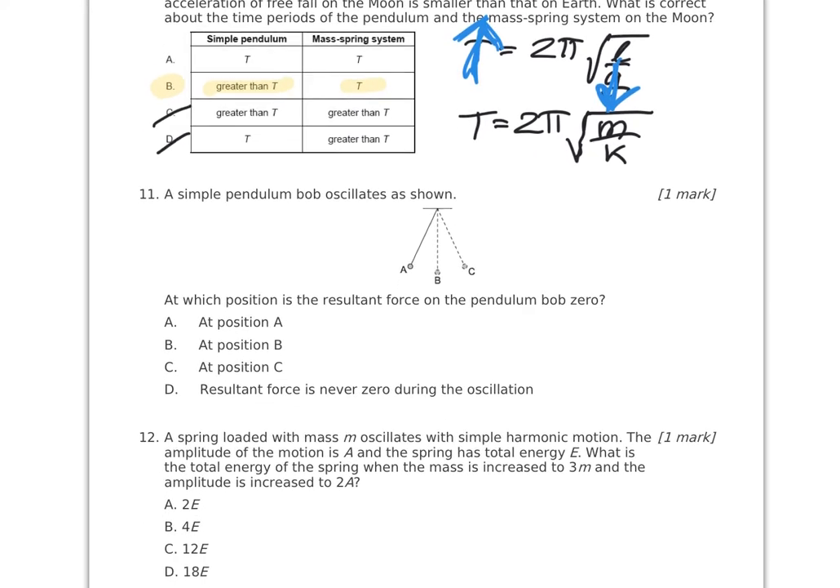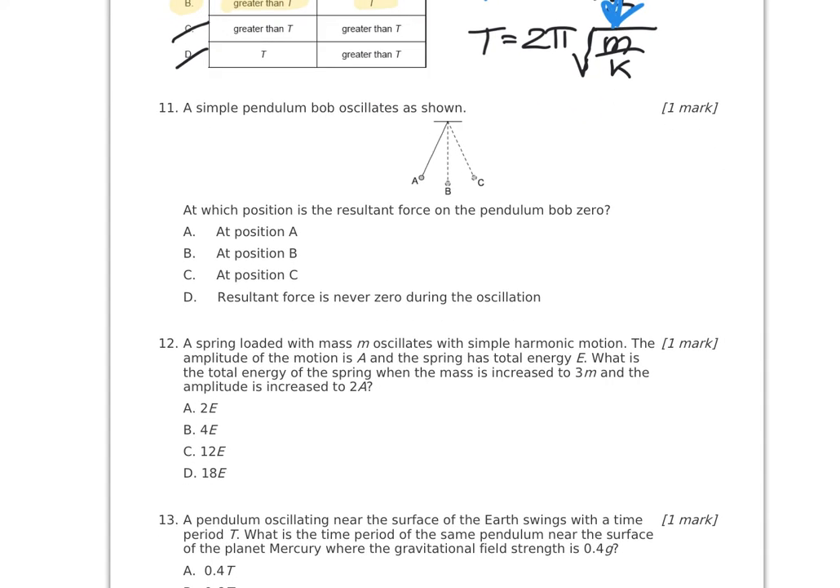Alrighty then, next question. We have a simple pendulum. At which position is the resultant force 0? So this one is a little bit tricky, and you might be tempted to say that, well, first of all, the net force is 0 where the acceleration is 0. And then you're like, okay, well, where is the acceleration 0?